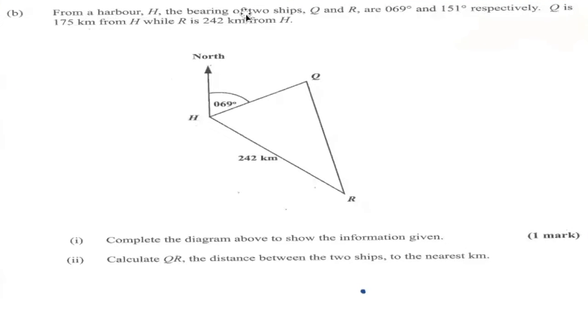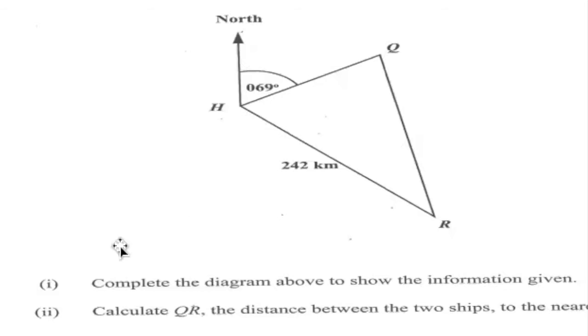From Harbor H, the bearings of two ships Q and R are 69 degrees and 151 degrees, respectively. Q is 175 kilometers from H, along with R being 242 kilometers from H. Now this is a diagram, and it says complete the diagram above to show the information given.